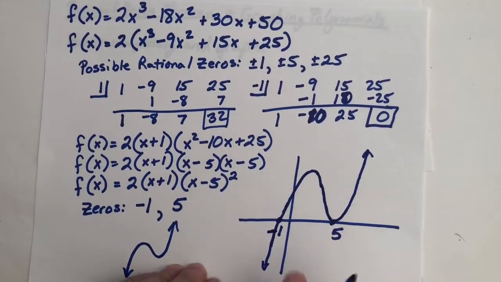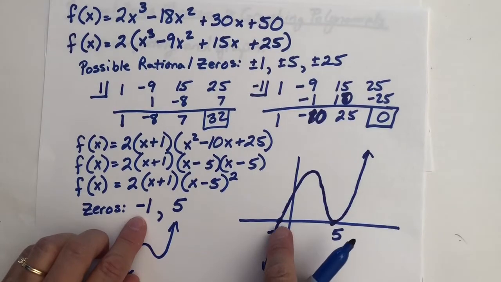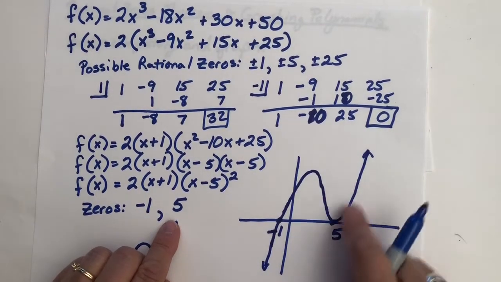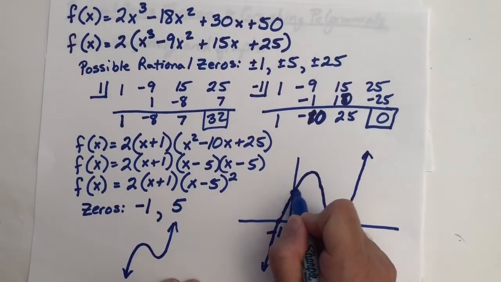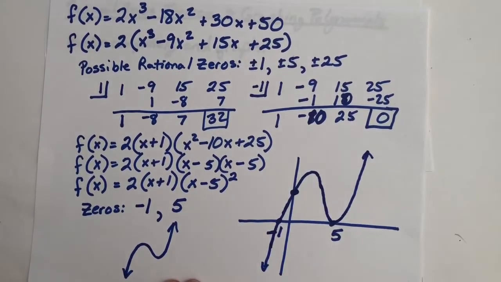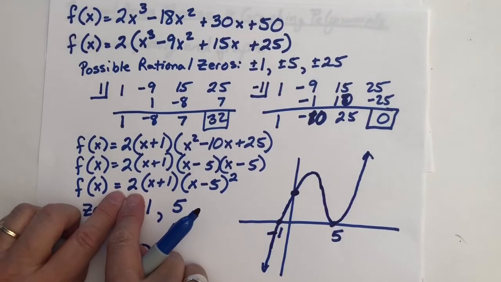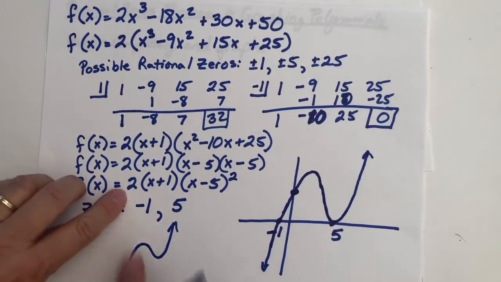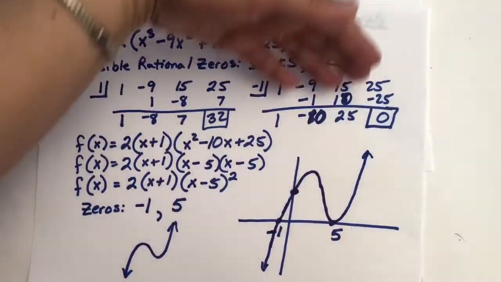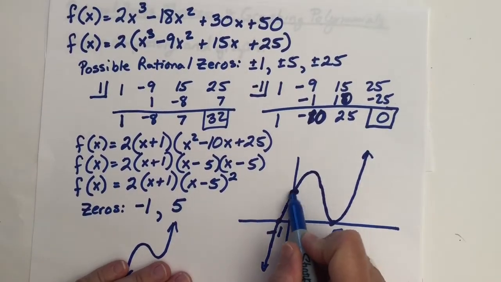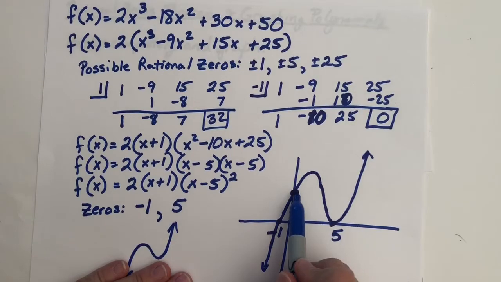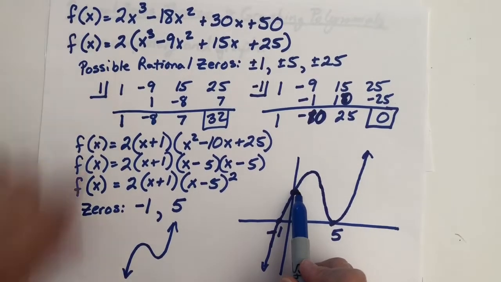Remember, when multiplicity is odd, it will cross. When the multiplicity is even, it will just touch. The other thing that we should do to make this graph nice is put the y-intercept in, and that's where really this 2 will come into play. This 2 tells how stretched out or not stretched out this graph is, and this y-intercept will be important to represent how this particular graph looks.